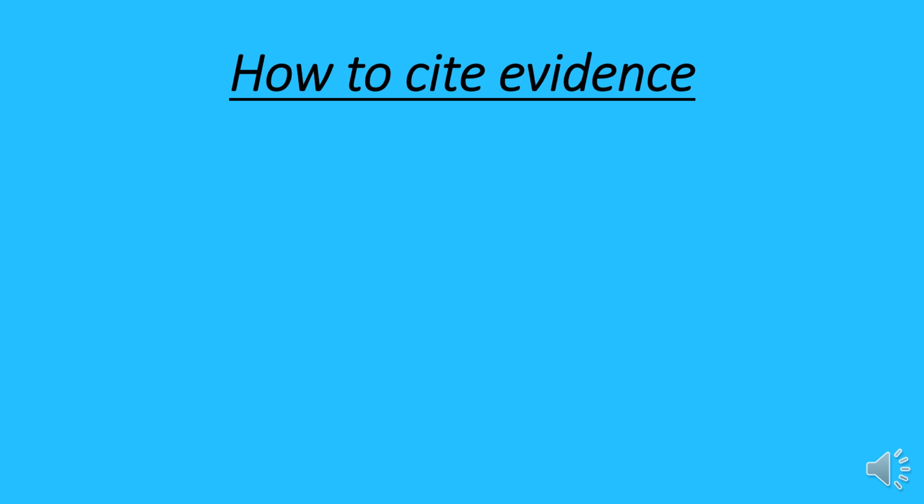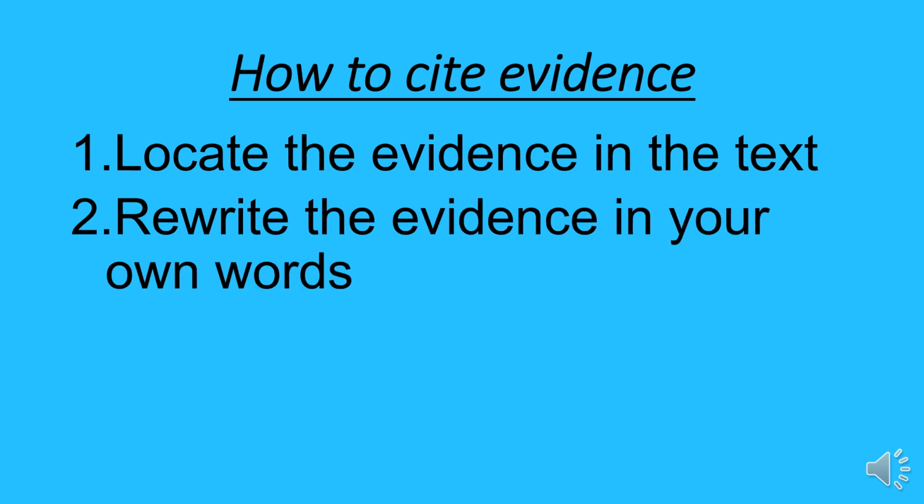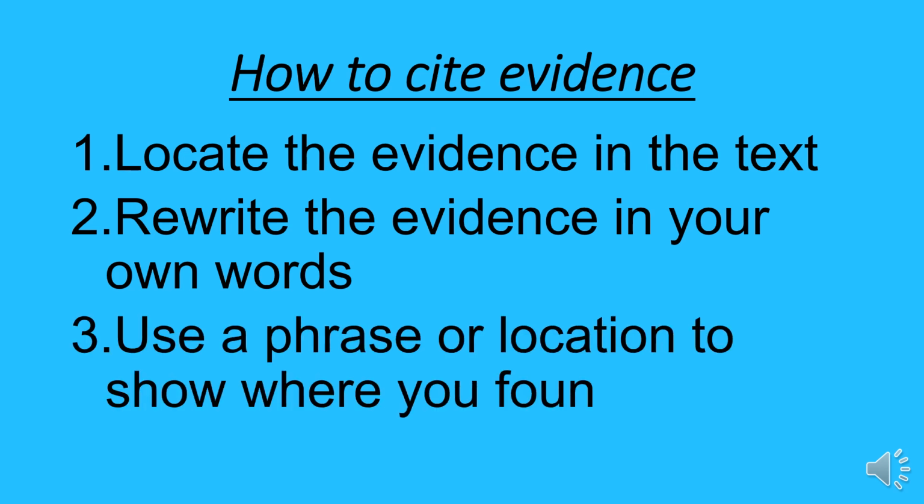How to cite evidence? Well, there are 3 steps. First, you need to locate the evidence in the text. Find something that really backs up what you're saying. Then you need to rewrite that evidence in your own words. We'll talk about putting it into quotes, but for now, you're just going to rewrite it. And then you're going to use a phrase or location to show where you found the evidence. So don't just say, this happened, but give us more of an idea of where it came from.